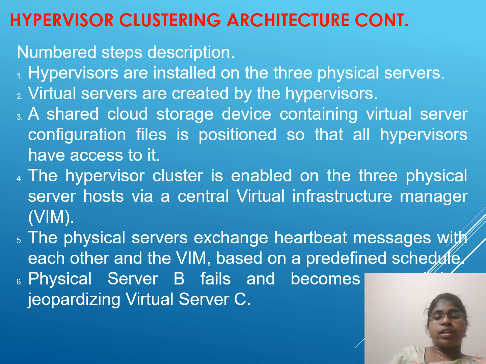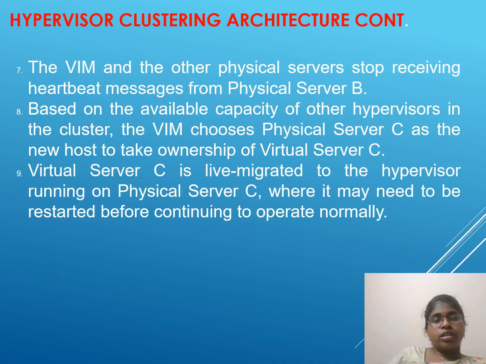The physical servers exchange heartbeat messages with each other in the VIM based on a predefined schedule. Like if physical server B fails to become predictable, virtual server C can access all the data from physical server B, to connect to each other in the process of the hypervisor sending messages from one virtual server to another physical server. The virtual infrastructure manager and the other physical servers stop receiving heartbeat messages from the physical server.